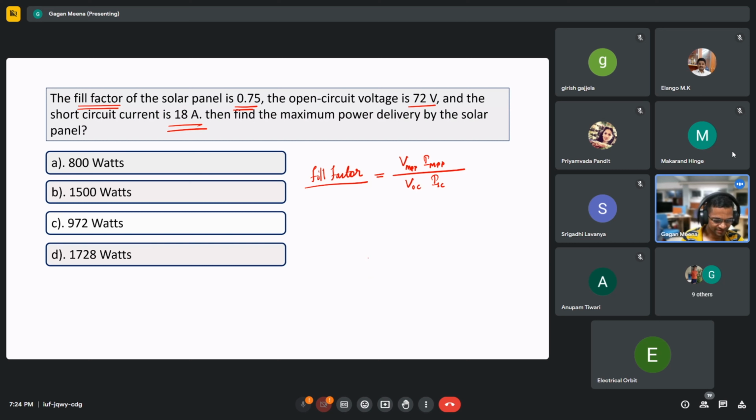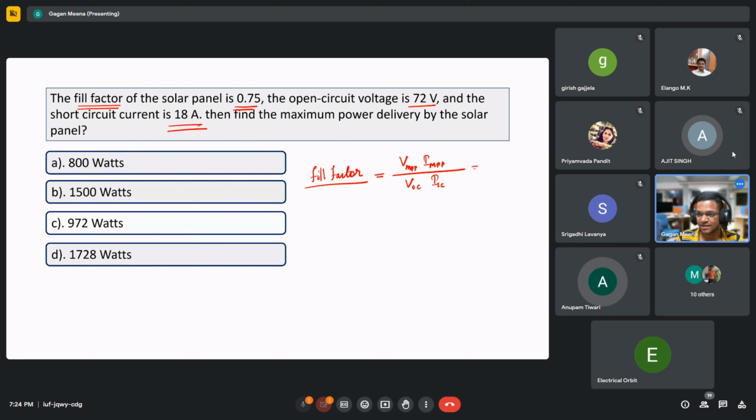You just have to multiply. The formula is written in front of you. It is 0.75 into 18 into 72. So this is simple.